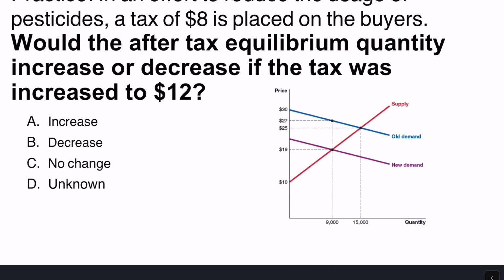All right, last one. Same graph. We were placing an $8 tax on this, and these two curves are for an $8 tax, old demand, new demand. What would the after-tax equilibrium quantity be if instead of $8, we increased the tax to $12? Would that after-tax equilibrium quantity increase or decrease relative to the 9,000 from that original $8 tax? I'm thinking what you need to do to answer this is draw a new after-tax demand curve that has a bigger $12 tax on it, and then try to visualize from this graph what's going on with quantity. So pause here, come up with an answer.